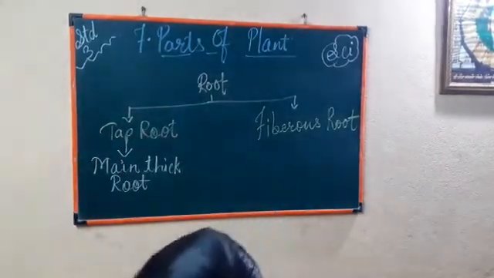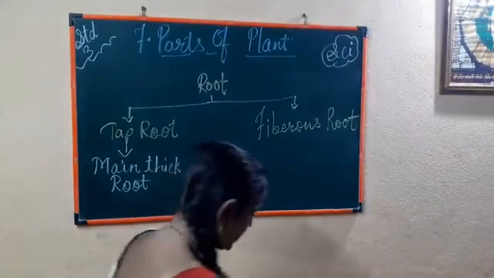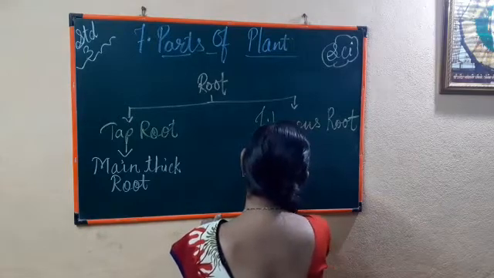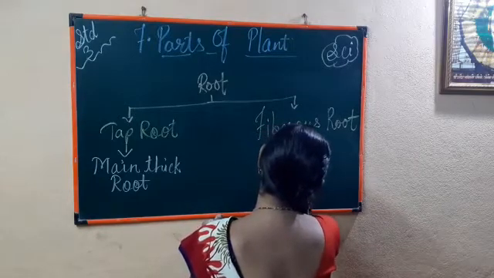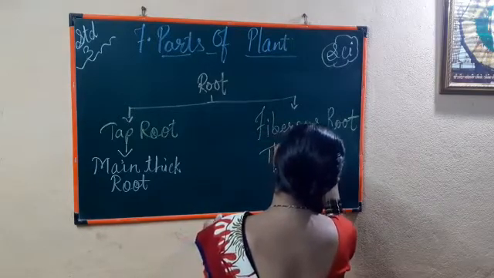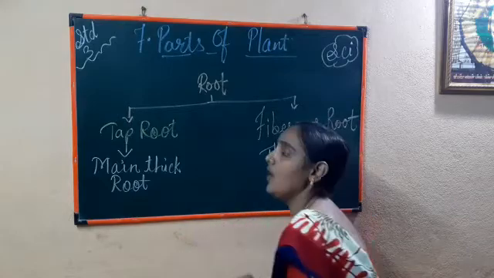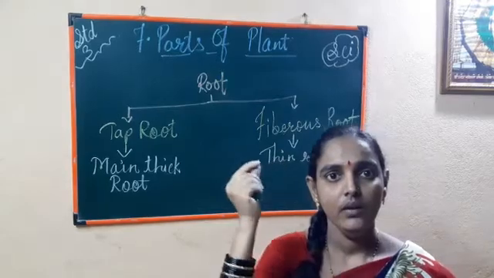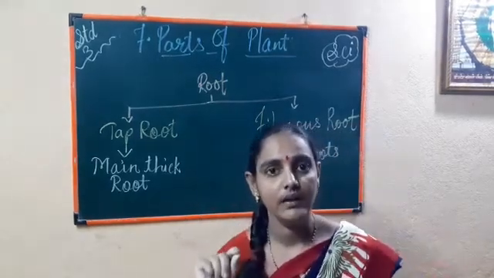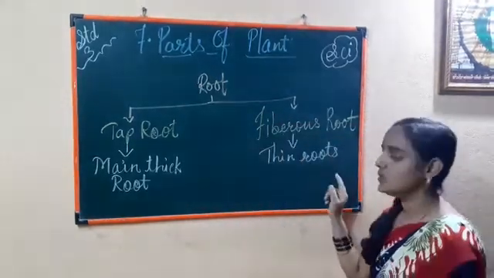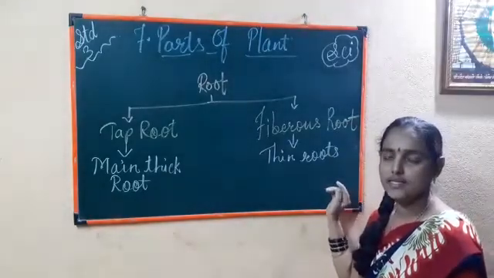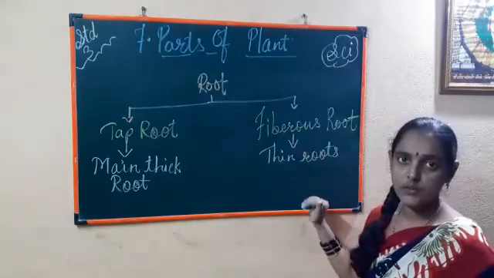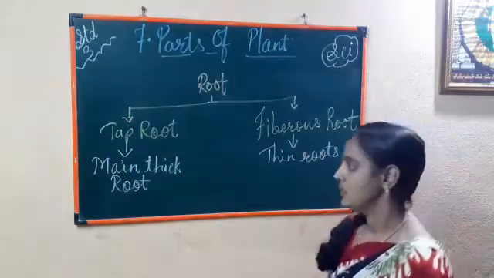Now fibrous root consists of many thin roots. Like onion, we can see the upper side of the onion. There are a lot of thin roots available, okay. We can see those thin roots. In this fibrous root, there are many thin roots, okay.